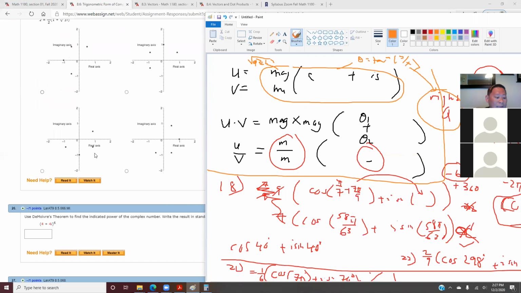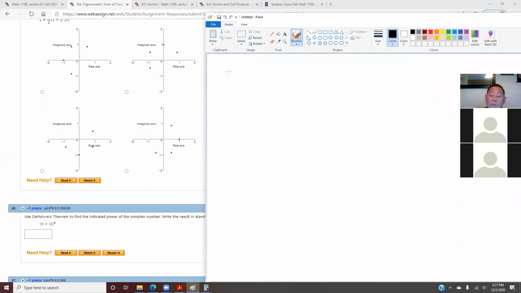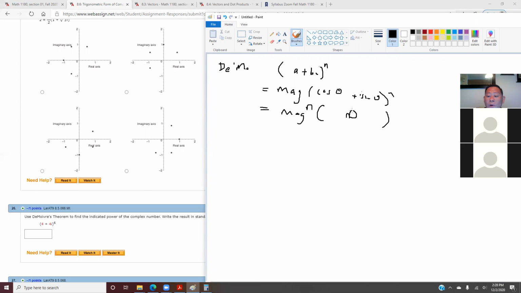Okay. Now, the next thing we're going to do is power. So the power one is what we call De Moivre's theorem. That means if you have a plus bi to the power of n, the first thing you need to do is change this into trigonometric form. And the good news is your magnitude, if you change it, will be to the power n, and your theta will be multiplied by n. So if you have a power n, this is De Moivre's theorem, you have to be in trigonometric form. Your magnitude will be to the power n, and the angle will be n times theta.